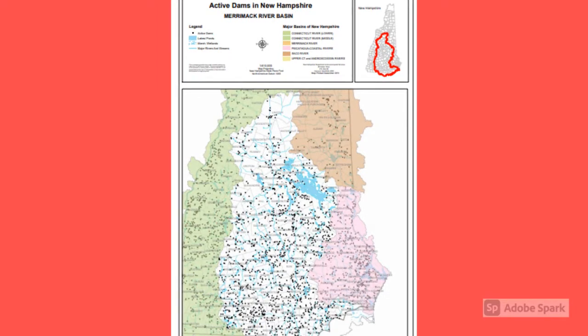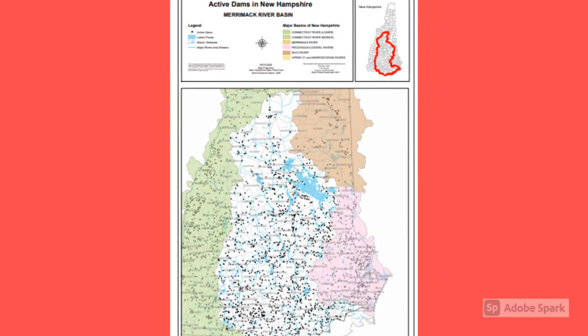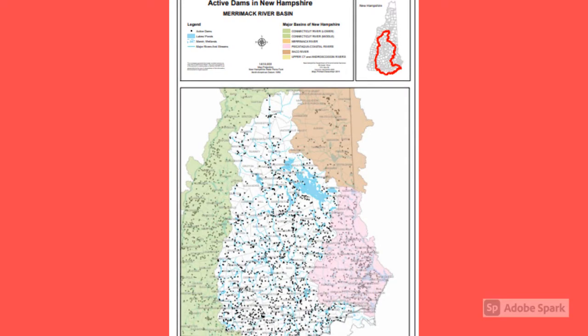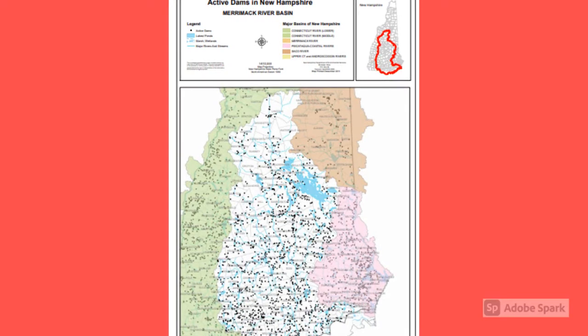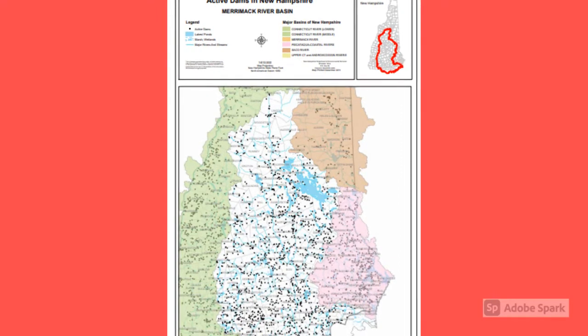One thing I thought was interesting to note is that when we're driving around New Hampshire, especially in this area known as the Merrimack River Basin, the one thing that we've noticed is just the plethora of dams that we find. And I was just surprised by this map that there's a sheer abundance of dams along the rivers and the tributaries of the rivers.